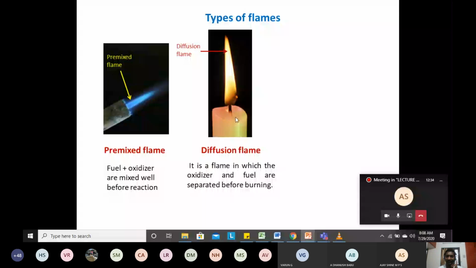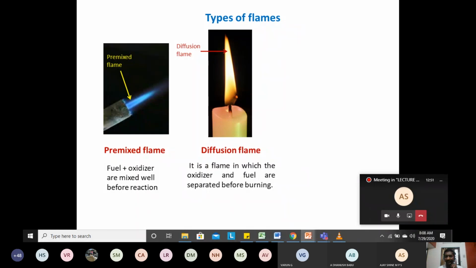Now this has the fuel, and outside the flame we are having the air. So the combustible vapor, right? Hydrocarbon vapors from the candle, and the air, it mixes and it undergoes combustion. So this we call it as a diffusion flame.